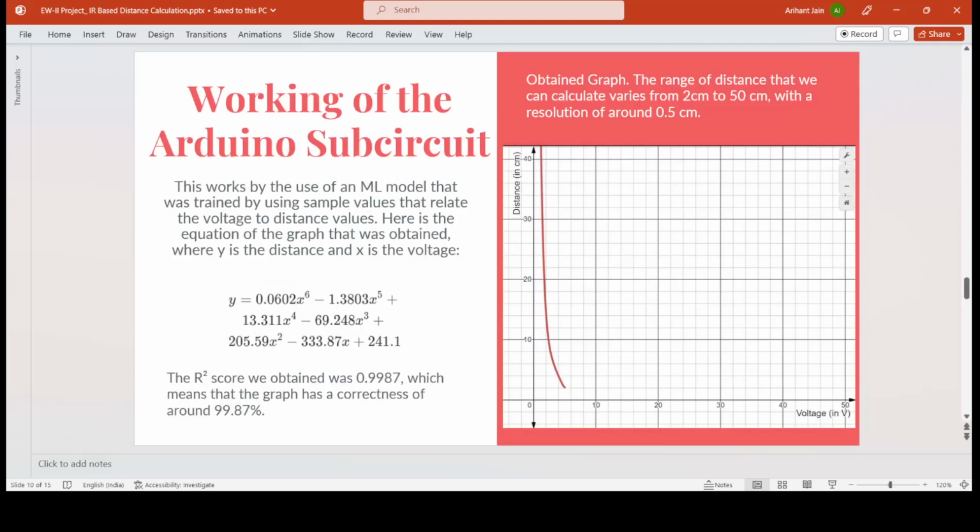So the working of the Arduino subcircuit was that we trained an ML model for polynomial regression using the dataset we collected with the ruler. The equation we obtained was as given below. The y represents the distance in centimeters and x is the voltage level at the receiver. The R2 score of the model was 99.87%, so we have pretty good accuracy with the model. And this is the curve we observed.